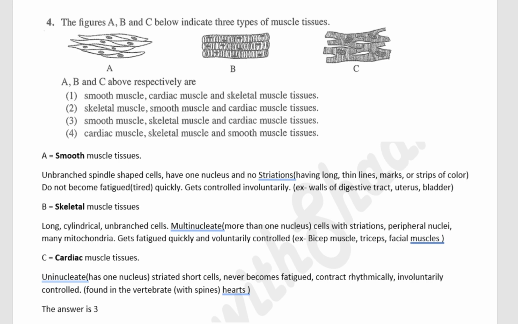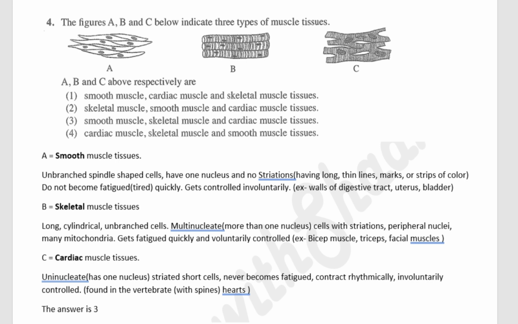It does get fatigued quickly, like the bicep muscle. The bicep muscle is between your shoulder and your elbow in your arm. The upper one is the bicep, the one below is the tricep. So these muscles and basically every other muscle that we can control are made out of skeletal muscle tissues. Skeletal means like the bones, right? So these muscles are connecting bones. We can move the bones using these muscles.